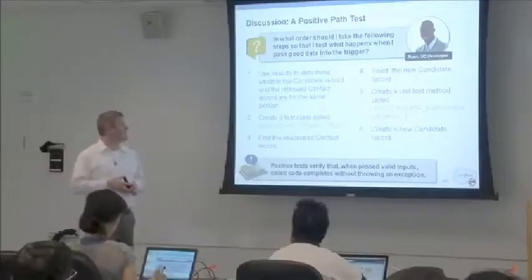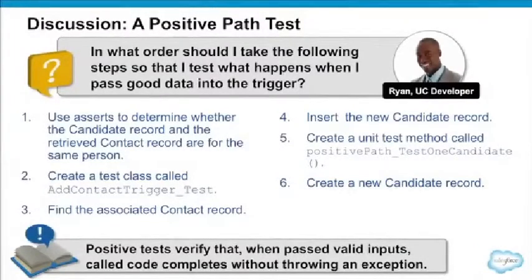Okay? Thinking back to that previous example where we had a trigger, anytime a candidate is being inserted into the database, we're going to do an insert of a contact record. So we're also going to generate a contact record. Taking a look, based on that definition of what that trigger does, what order would you place these in? If you were writing not just the test method, but all of the test code, what would you do first? What would you do second? What would you do third?